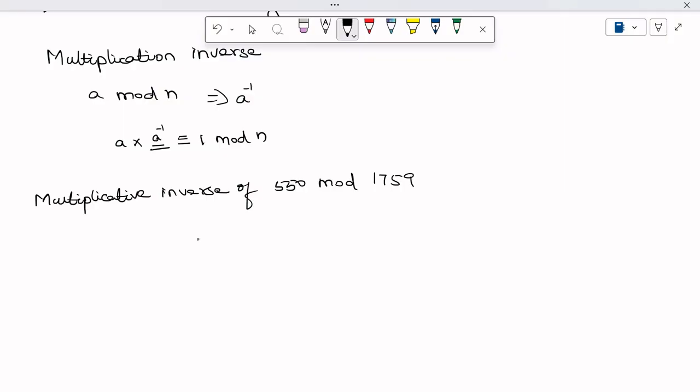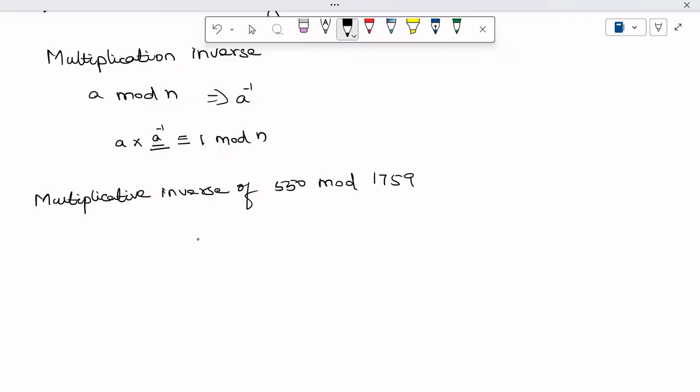it will take time. So, if the values are very large, if A inverse is larger, then in that case it will be difficult for us. Then in that case, we will be going for the extended Euclidean algorithm. Again, we are going for a tabular approach. So here our task is to find 550 mod 1759.